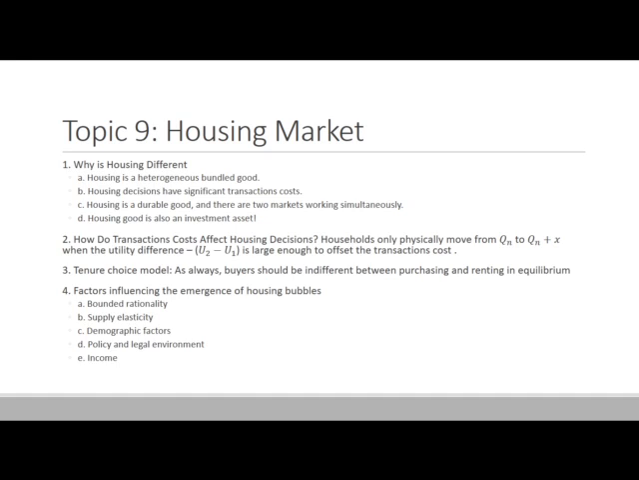Okay. And the third part is that housing is a durable good, and hence there are 2 markets working simultaneously.